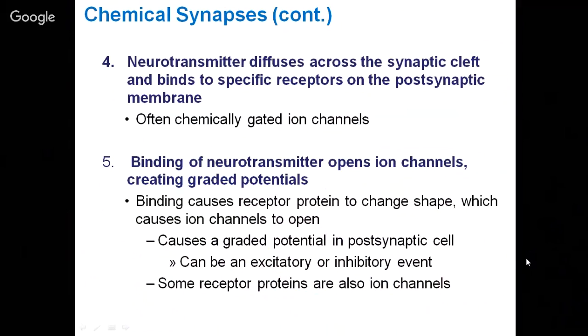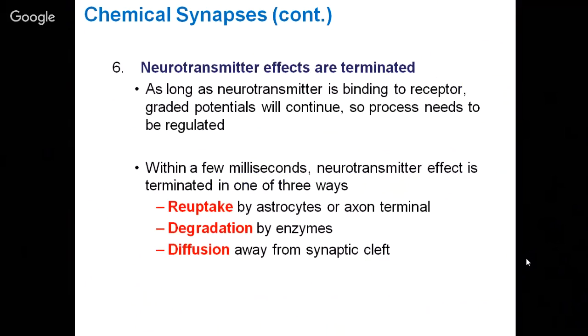The neurotransmitters diffuse across the synaptic cleft and bind to the specific receptors on the postsynaptic membrane, and binding of these neurotransmitters to the receptors opens up ion channels, and that would create a graded potential at the postsynaptic membrane.